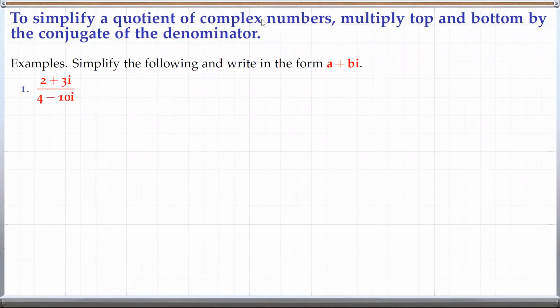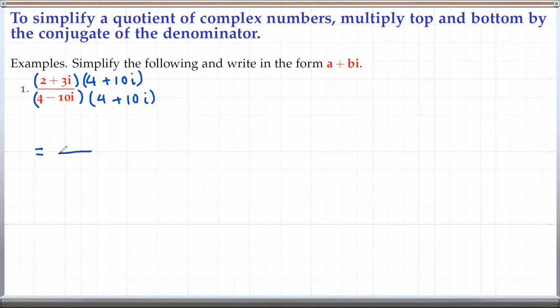Now let's look at how we can divide. So to divide, we need to use this trick. So basically we want to multiply the top and bottom by the conjugate of what we have in the denominator. That means in this case, we are dividing 2 plus 3i by 4 minus 10i. What we want to do is we want to multiply top and bottom by the conjugate of the denominator, which will be 4 plus 10i. So multiply top by 4 plus 10i and multiply the denominator by 4 plus 10i.